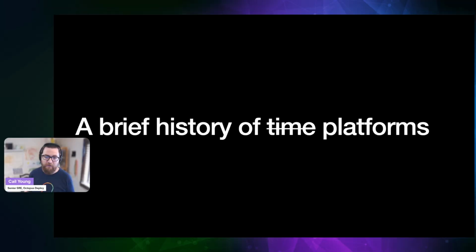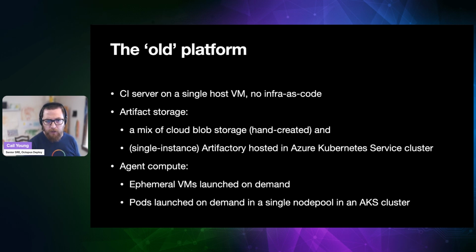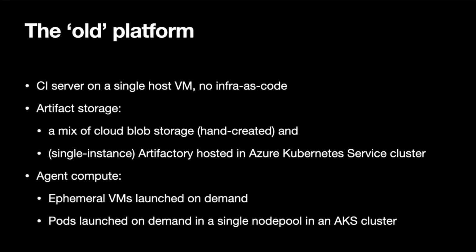So, a history lesson. I've been working at Octopus now for about 4 years, and I'm going to go back to 2021 and look at the way things were in low detail for the build and test and delivery platform. We had a single CI server on a single VM that was click-opsed into production. We had no infra as code describing it. And then outside of that, we had some manually created blob storage accounts.